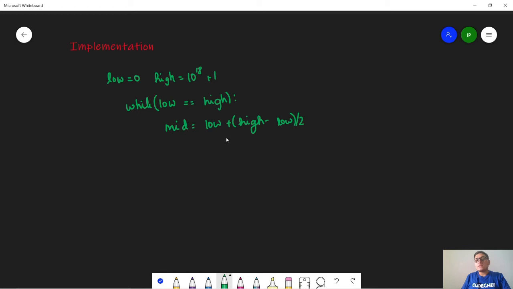To calculate the mid, this method is recommended instead of (high + low) / 2, because high plus low can actually give you overflows. Hence, to avoid overflow, we use this method.